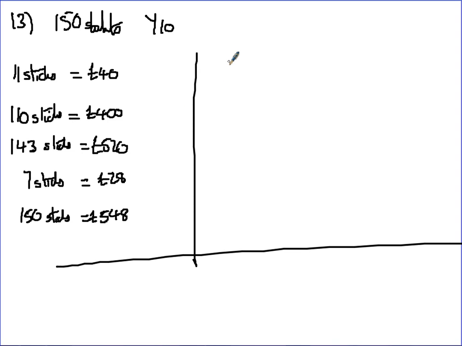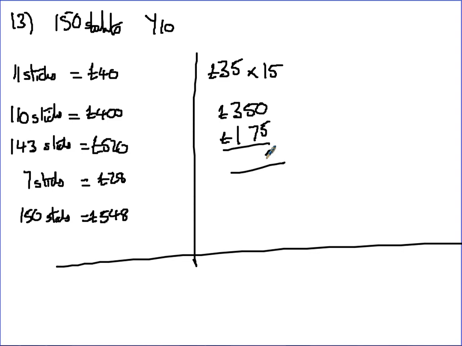Now the other one's easy to work out. Box of 10 sticks, 35 quid, so what we've got to do is £35, and we need to times that by 15. So personally I'd split it into two bits. I'd times it by 10, which gives you 350, and then I'd half that to give you 5 value as well, so that'd be £175. Put them both together, and that gives you £525.